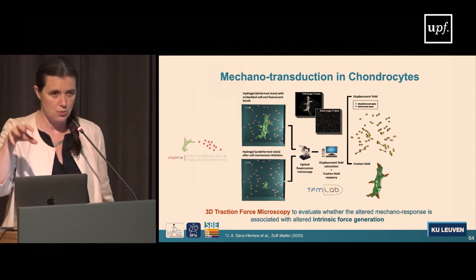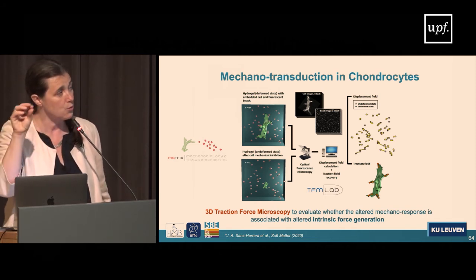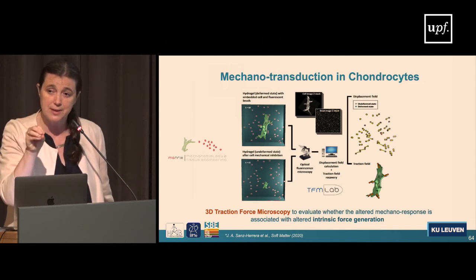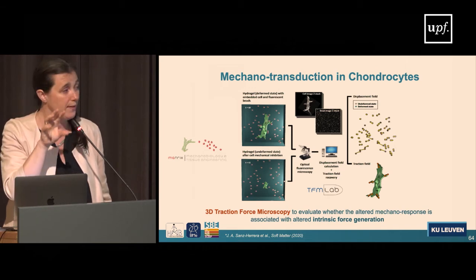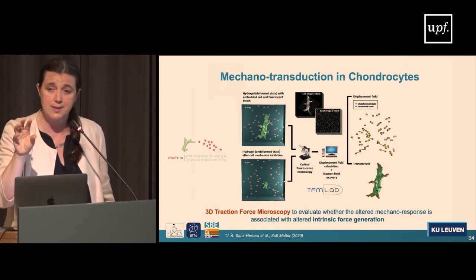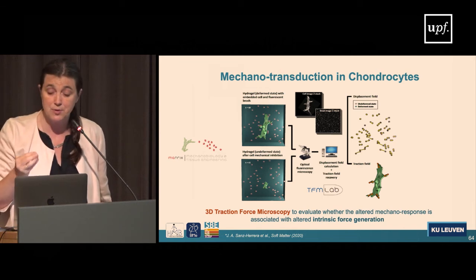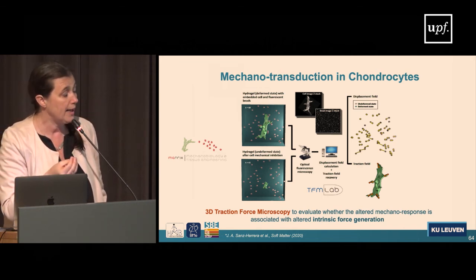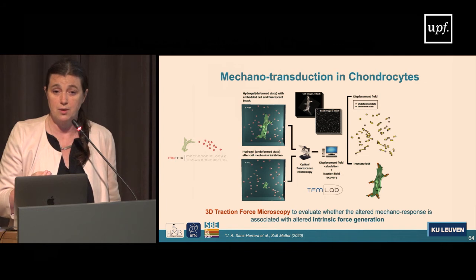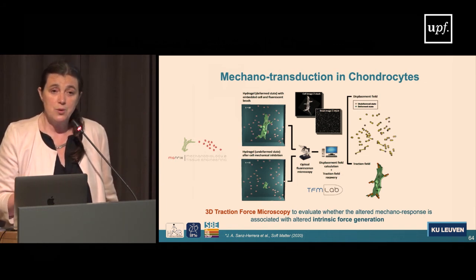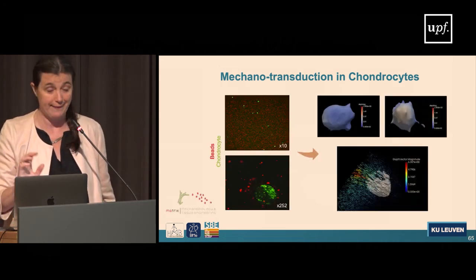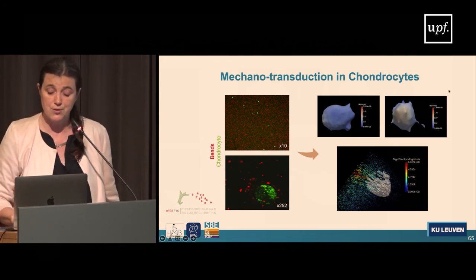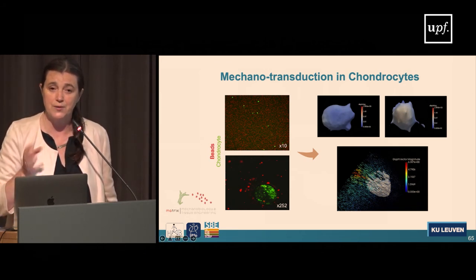What you use is a gel-based system in which you have beads implanted, and then you disrupt the cytoskeleton of the cell. Using those two images, the one with disrupted cytoskeleton and the intact cytoskeleton, you can look at the displacement of these beads. So actually, you are looking at the changes in the intrinsic force generation of the cell. So what we want to show is that Wnt upregulation will also affect the force generation of the cell to the extracellular matrix.